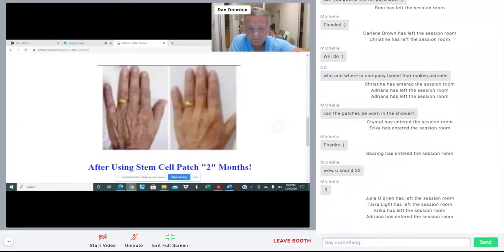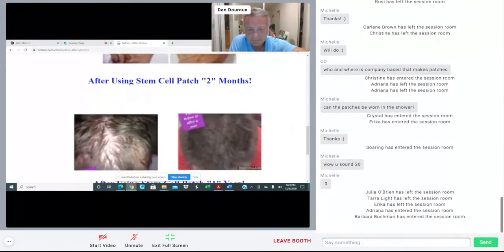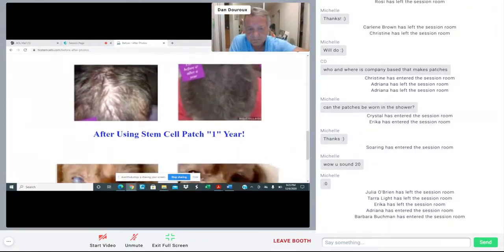Look at this person's hands that Dan's showing on the screen right now. It's phenomenal. And you saw the back of his neck. He doesn't even look like the same person. So to me, that's convincing enough to put it on my body.